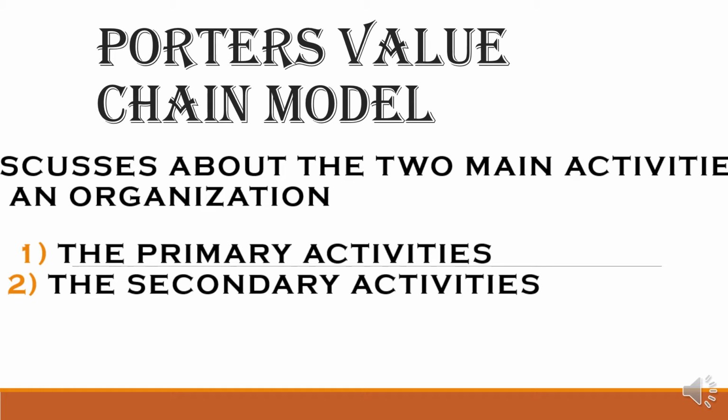The secondary activities are the support activities of the primary activities. They support the primary activities to function. For example, the human resource, the technology, procurement. For the primary activities to function, the secondary activities have to go along with them, and therefore they have to work together to create value in an organization. So let us discuss and look at the diagram more and appreciate the Porter's value chain model.